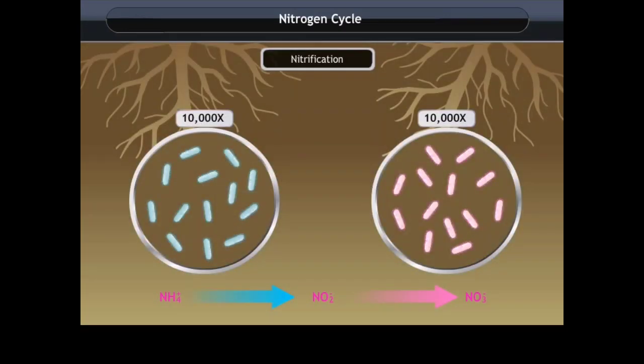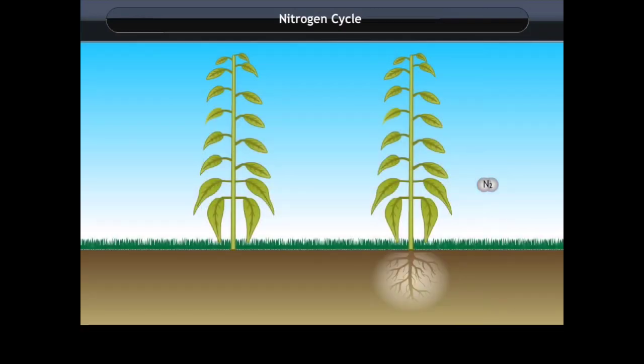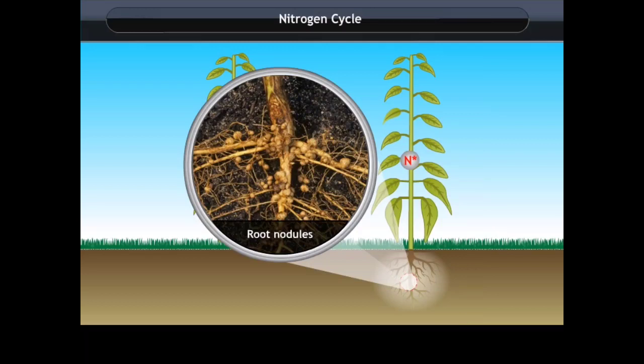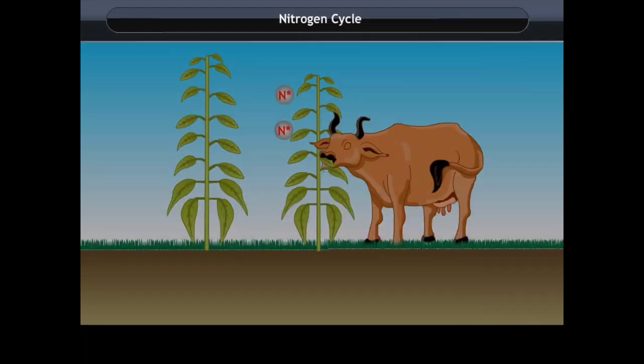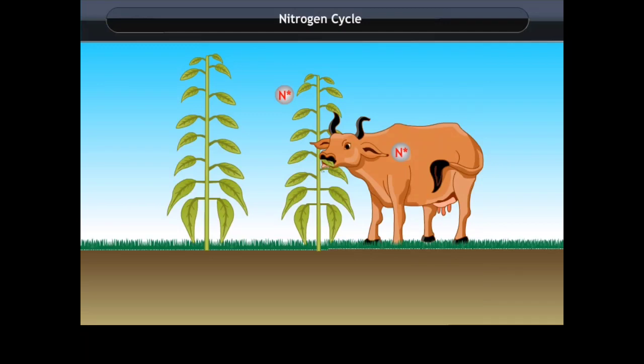Nitrate ions, NO3-, are easily absorbed into plants through the roots. The plants then use the nitrogen to make compounds of nitrogen. Some plants have special root nodules, like soybean and pea plants. Bacteria in root nodules fix nitrogen and convert it into compounds of nitrogen. Animals eat the plants to get nitrogen.